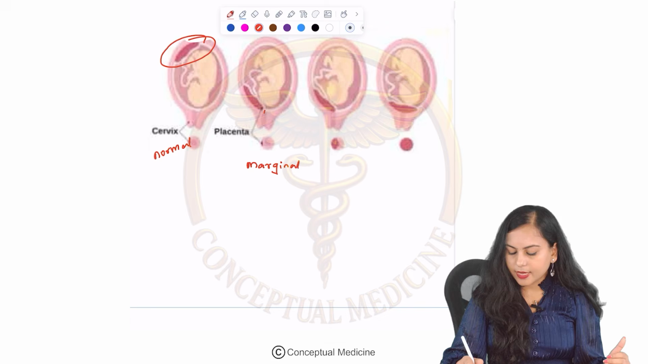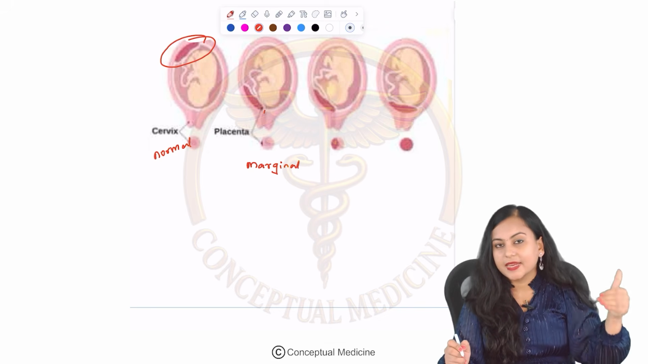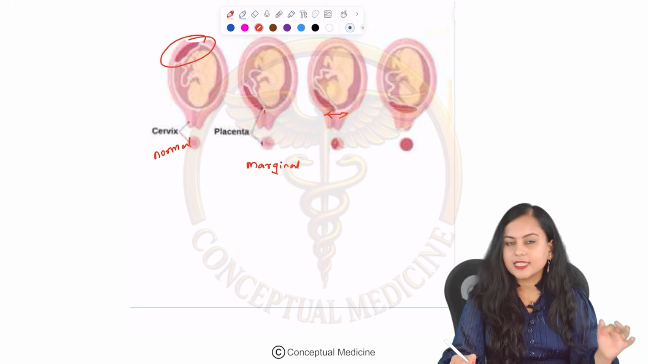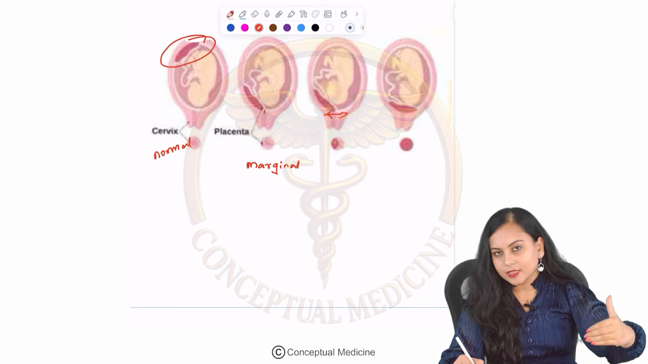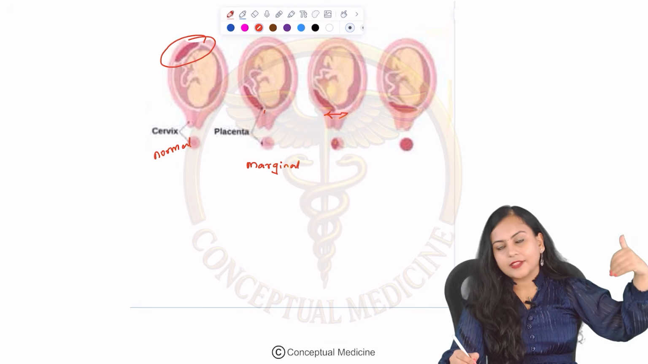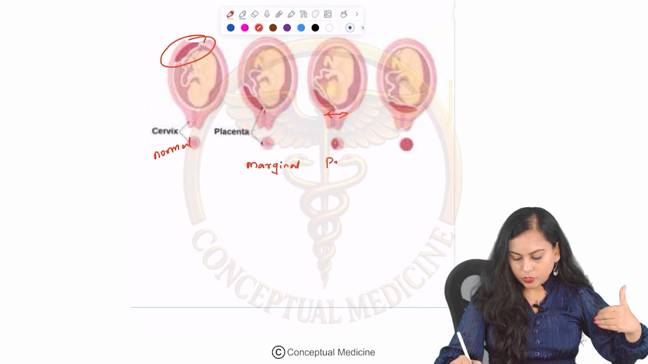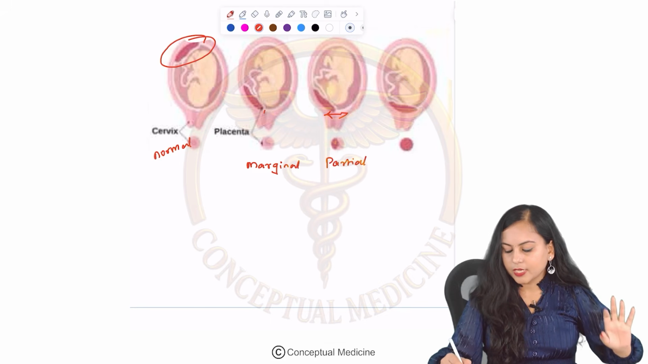And here, yes, it is coming to the internal os, but it is not completely closing it, right? Suppose the os dilates up to 10 centimeters, then there is a chance that this placenta will be carried to the other side of the uterus. Can you imagine? So that means this is a partial placenta previa.